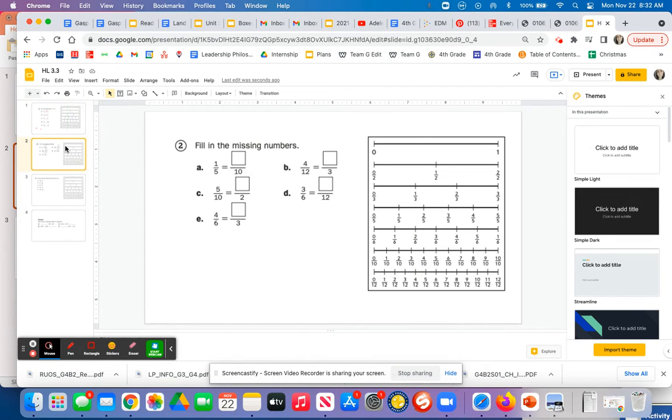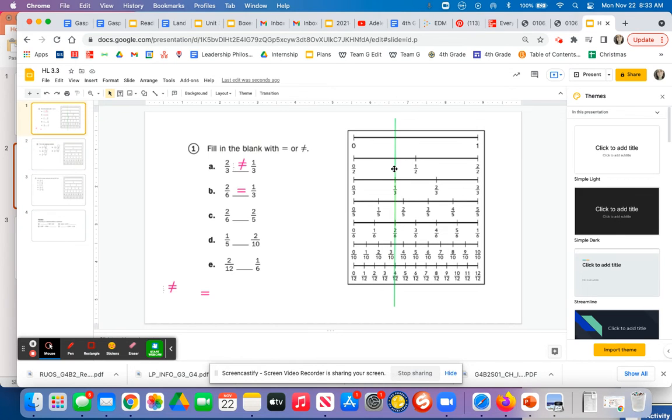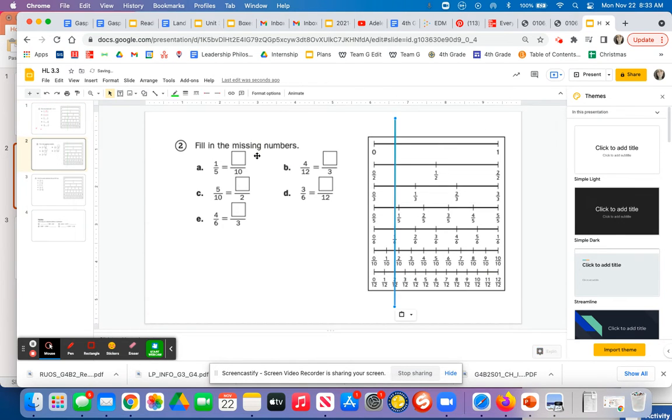For problem number 2, we are still finding equivalent fractions, but this time all it gives us is the denominator. We have to figure out the numerator. So I'm going to go back over here, snag this line. Okay, so we need to find 1/5. We need to put this line on 1/5. Ooh, that was close. And see which fraction on the 10th number line is equivalent. Well, 2/10. I know it's kind of hard to see, but 2/10 is equivalent. So you would put a 2 right there.